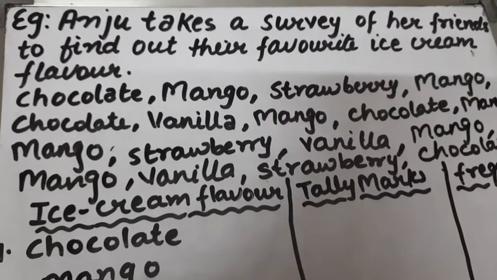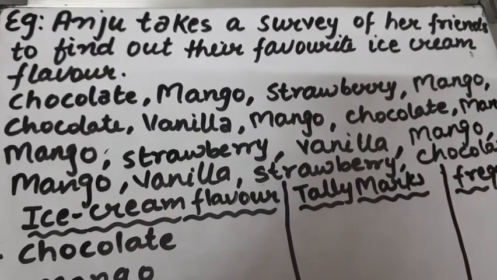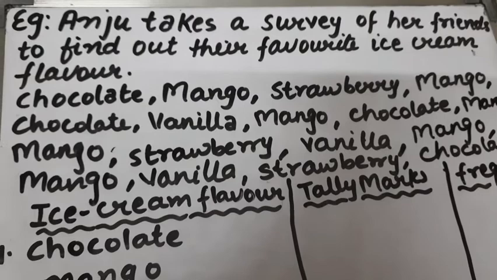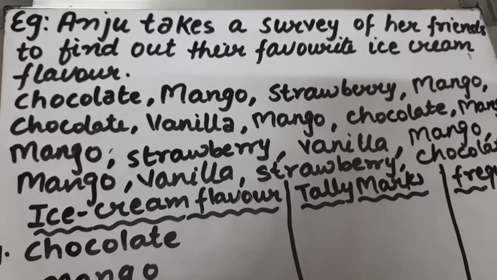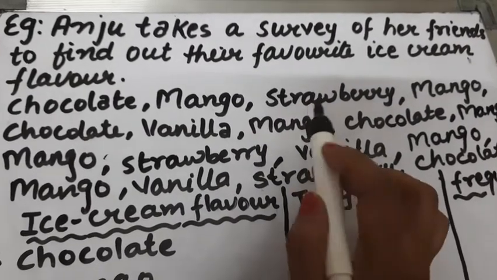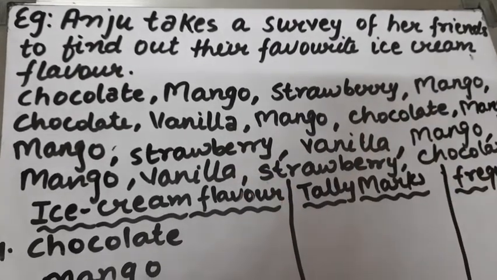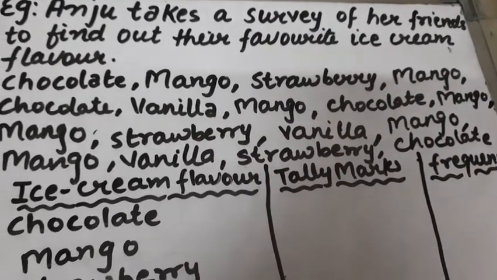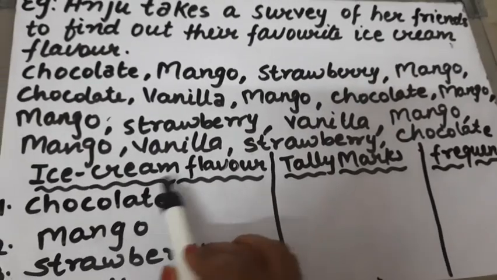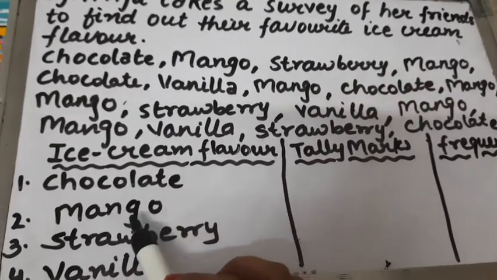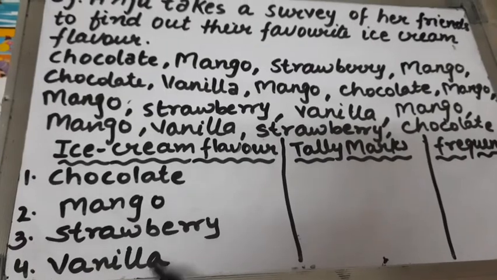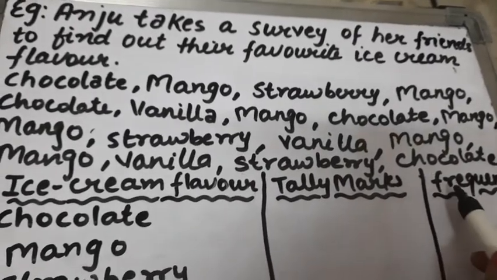Let's take an example of a tally chart. Anju takes a survey of her friends to find out their favorite ice cream flavor. These are the choices of their friends, and we have to represent these choices using tally marks. We will write ice cream flavor: chocolate, mango, strawberry, and vanilla, then tally marks, and then frequency.